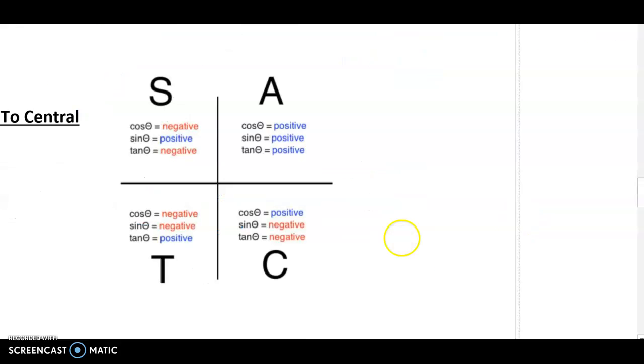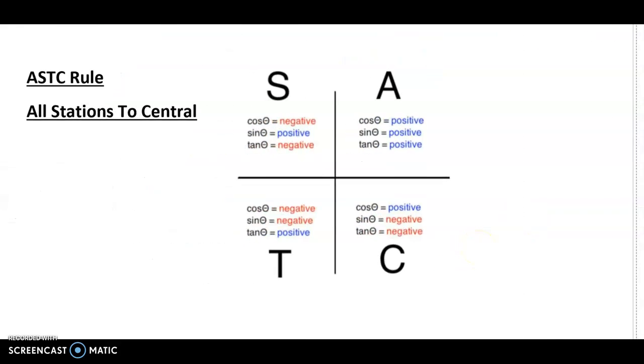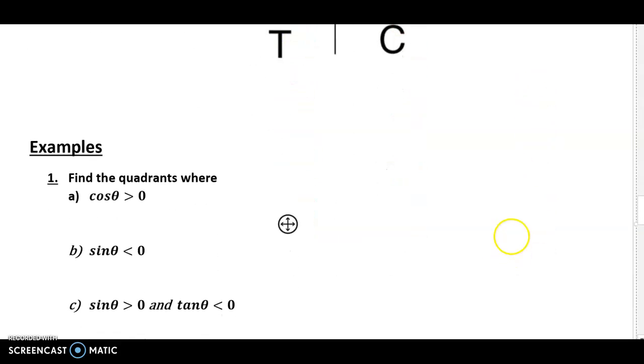Okay, so let's summarize what we've learned so far. We call it the ASTC rule, or the all stations to central rule. That's how I remember it. All stations to central. That rule tells us what trig ratios are positive in each of the quadrants. So in our first quadrant, all are positive. In our second quadrant, only sine is positive. In our third quadrant, only tan is positive. And in our last quadrant, only cos is positive. So if you can remember all stations to central, that will help you out really quite a lot.